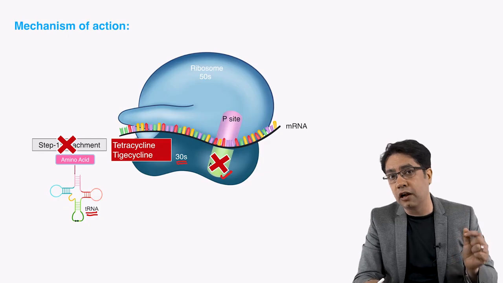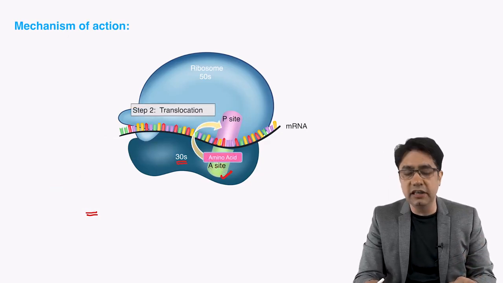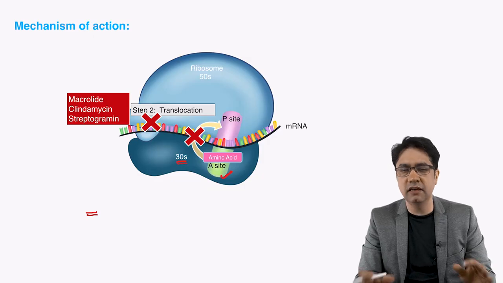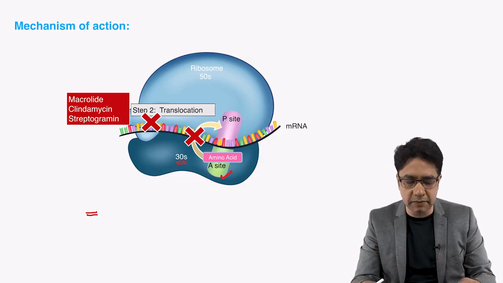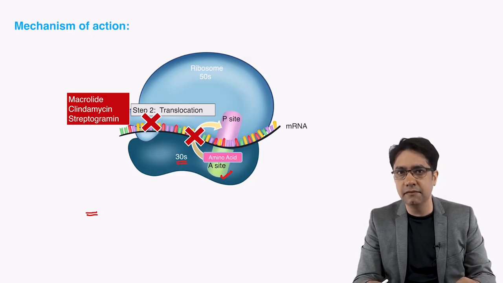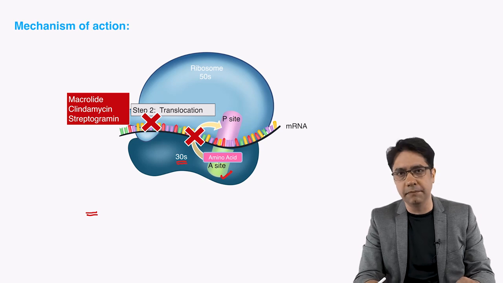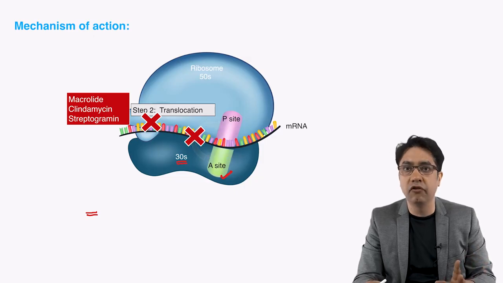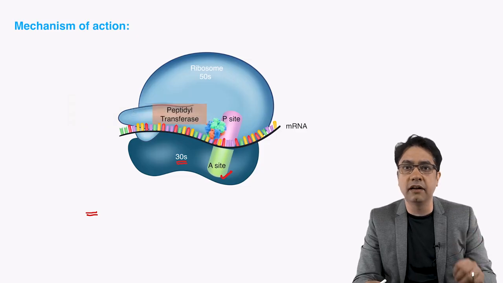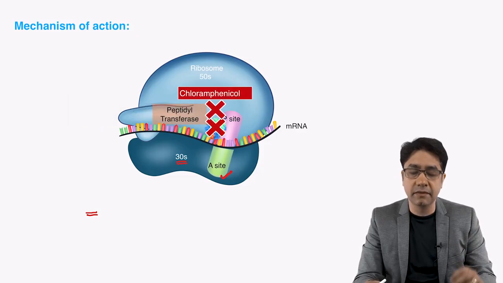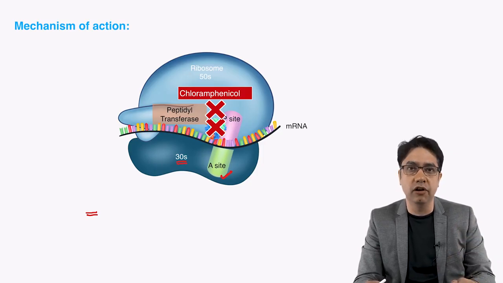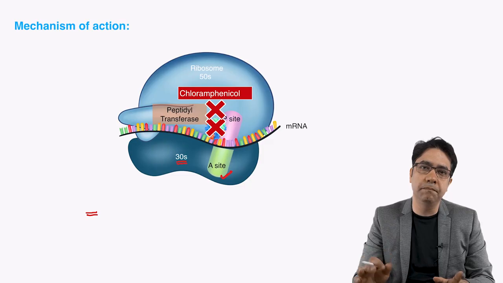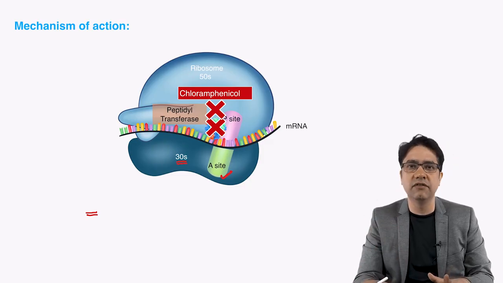Now the next step was translocation. This translocation is inhibited by three groups of antimicrobials, that is macrolides, in which we will discuss erythromycin and azithromycin. Second drug is clindamycin and the third is streptogramin. After translocation, the third step was peptide bond formation by peptidyl transferase enzyme, and this third step is blocked by chloramphenicol. Can we say chloramphenicol will come and attach to the 50S ribosome, block the P site, and inhibit peptidyl transferase enzyme?